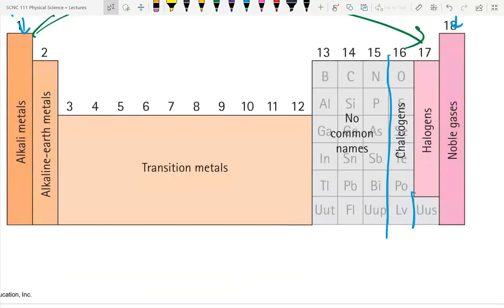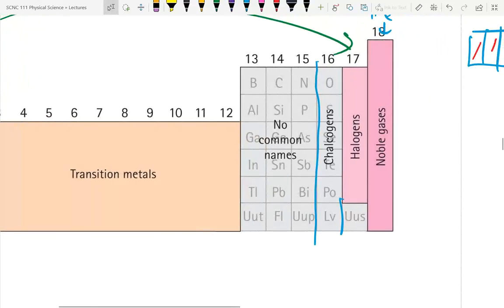Okay, so we've talked about the alkali metals and the halogens. The alkaline earth metals we've talked about, they have 2 electrons in that little box that's kind of a little more stable. But still they can give up some electrons. And the chalcogens, the things in the category of oxygen, they would like to have 2 more electrons. Other things here, no common names.